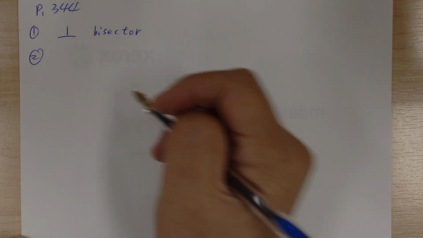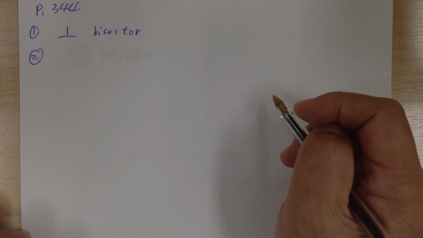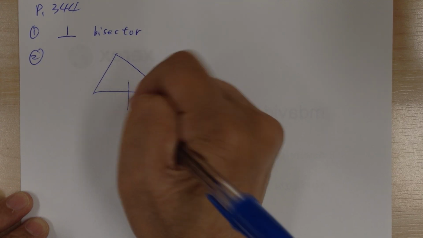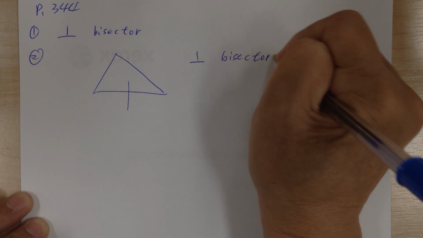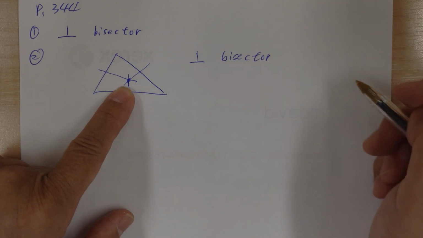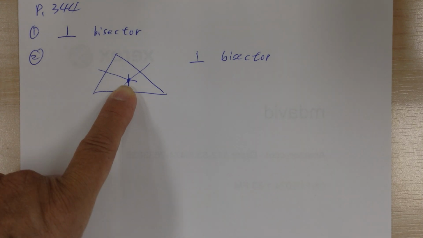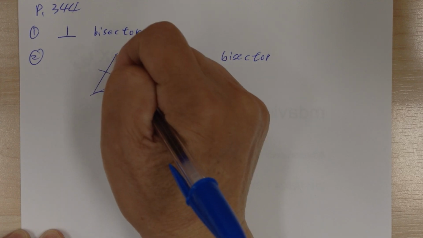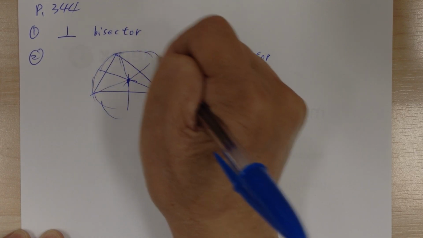Okay, number 2, it says explain how to draw a circle that circumscribes a triangle. So when you have a triangle, first you have to find the perpendicular bisector for each side. And the concurrent point is called the circumcenter. From here, this would be your center because it is equidistant to all the endpoints. And so that would be your center to draw the circle.